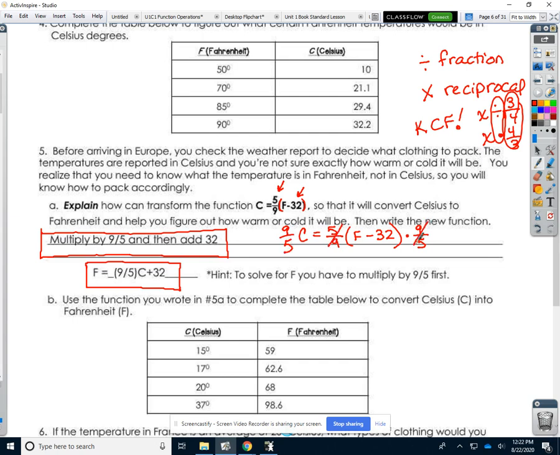5/9 times 9/5 is equal to 1, because technically it's 45/45 equals 1. And then we've kind of unlocked these parentheses. We don't need the parentheses anymore. The only thing left here is f minus 32. So we have 9/5 times c equals f minus 32. The opposite of subtracting 32 is adding 32. So we've got 9/5 c plus 32 is equal to f. So that's the inverse.